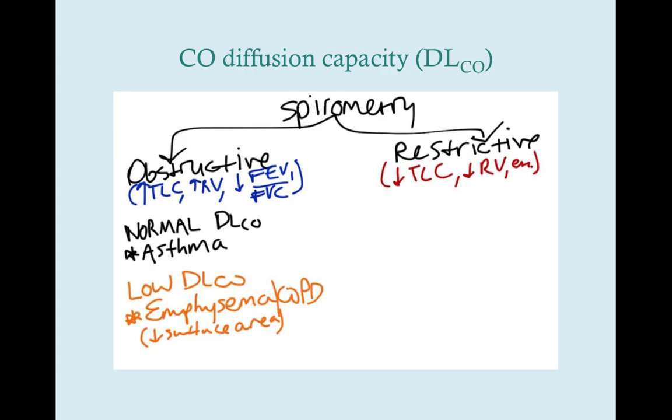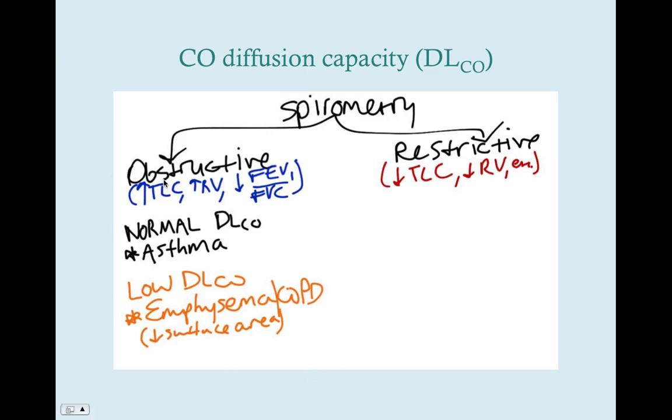Okay, so with obstructive diseases, if you have an obstructive disease with a normal DLCO, that's likely asthma. So with asthma, you get oxygen to your alveoli, but the problem with asthma is that you're not getting enough of it. But the oxygen that you get to the alveoli is fine. It can transfer across. There's no problem with diffusion. It's just that the problem is higher up in the respiratory tract.